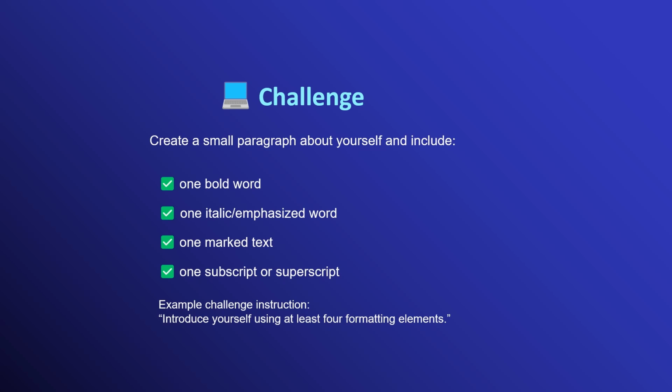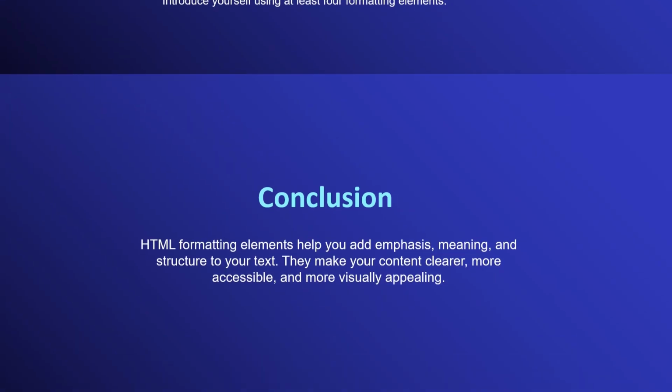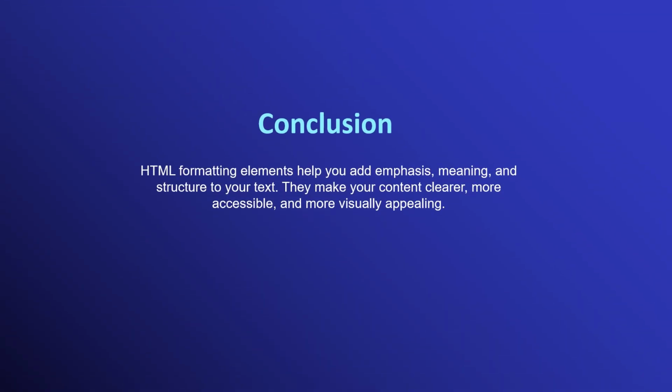Before we go, I would like to give you a challenge to work on. I want you to create a small paragraph about yourself and include one bold text, one italic text, one bold marked text, a superscript and subscript. For instance, you could have a section where you introduce yourself using at least 4 of these formatting elements. This way you are able to understand how they all work together and how it brings meaning to our content on the website.